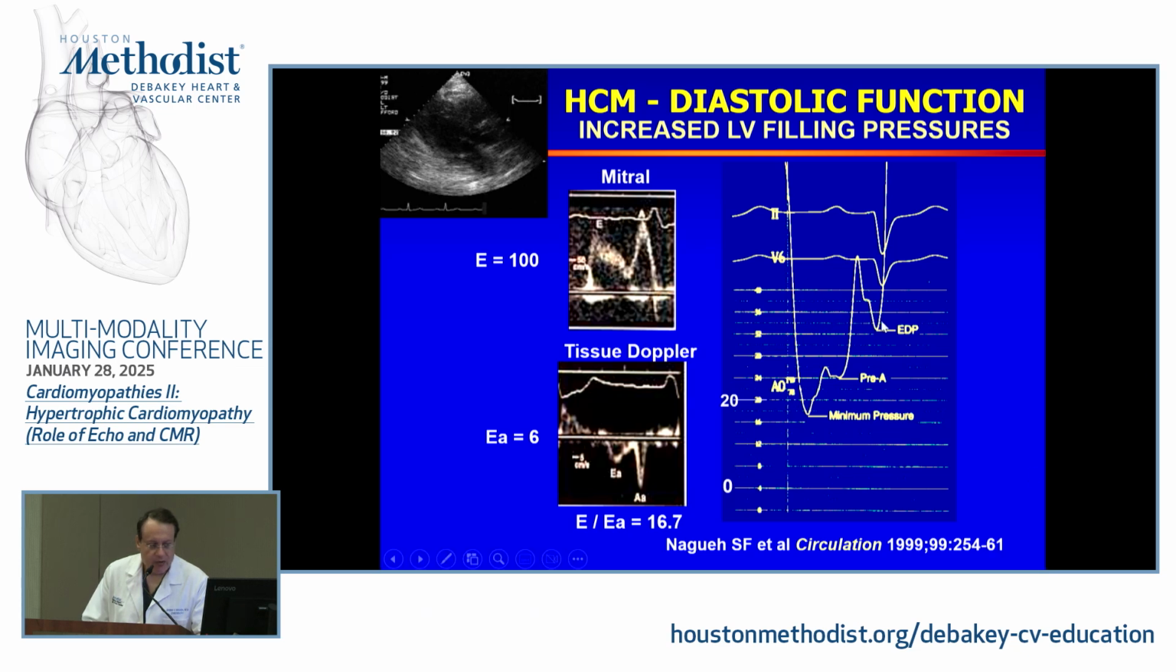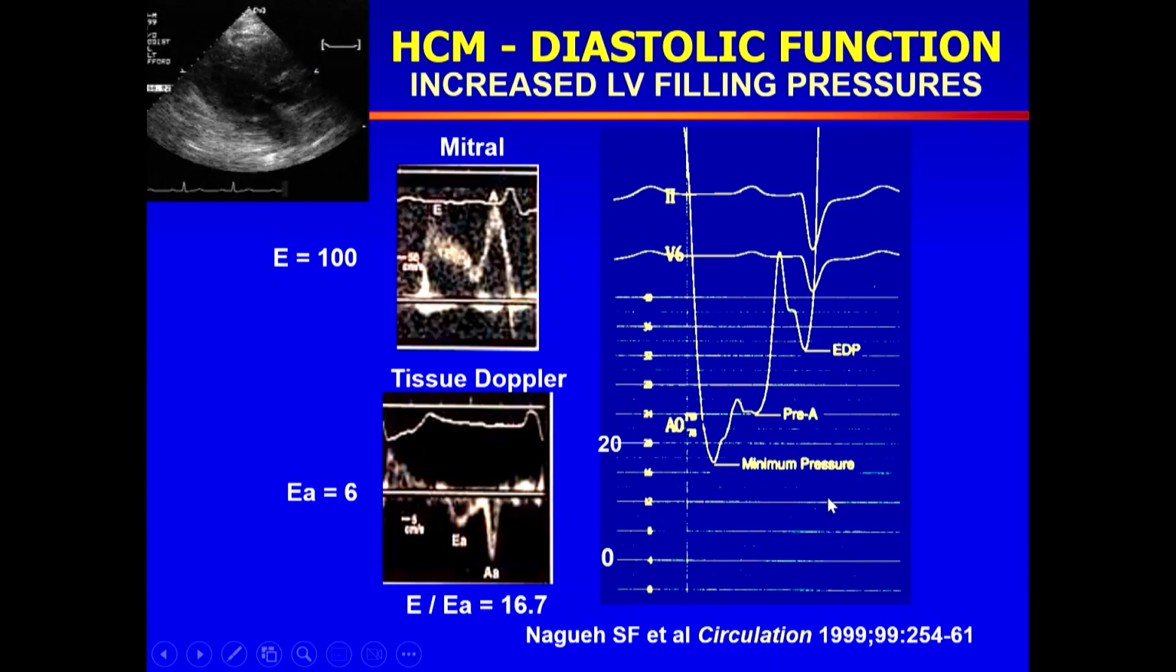This is a pressure recording from a patient in NYHA class 3 to 4. You see very high minimum pressure. The normal is close to 0. This one is about 17, a pre-A pressure that is very similar to the left atrial pressure of 24, and a huge rise in the late diastolic LV pressures with an EDP in excess of the 30s.